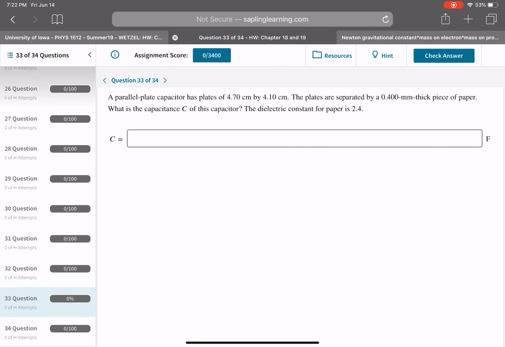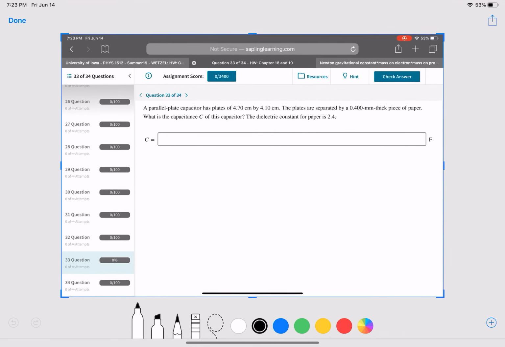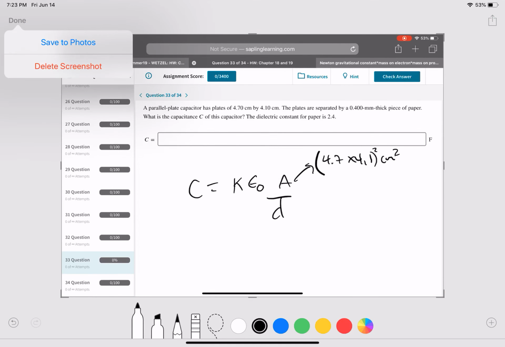33. A parallel plate capacitor has plates of this by that. The plates are separated by a piece of paper. What's the capacitance? The dielectric constant is 2.4. So now C is equal to kappa, the dielectric constant, times epsilon naught A over D. For A, they're trying to trick you. A is just 4.7 times 4.1 centimeters squared, okay? And for D, you've got your separation there. Again, Wolfram Alpha helps you keep track of all these units.